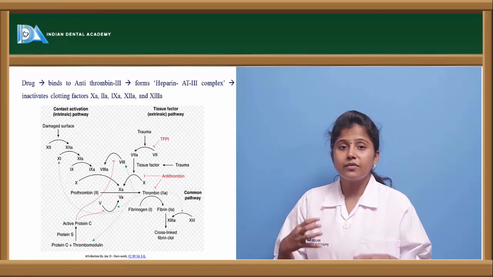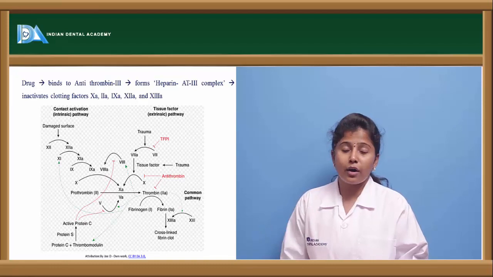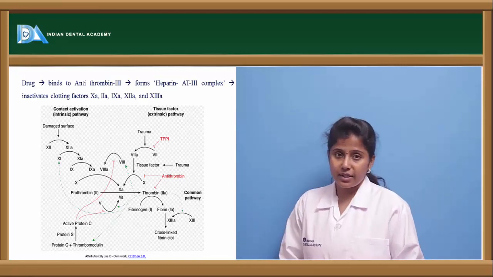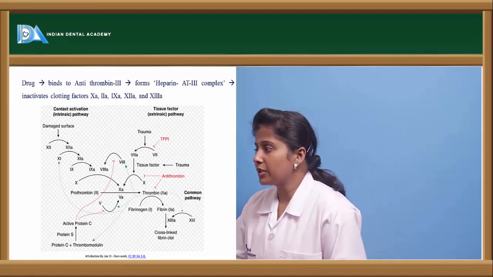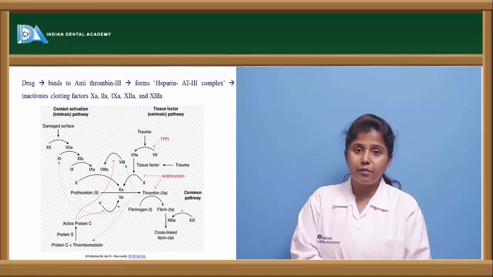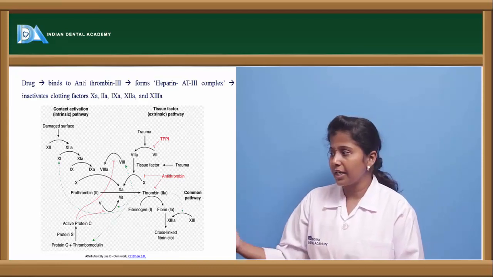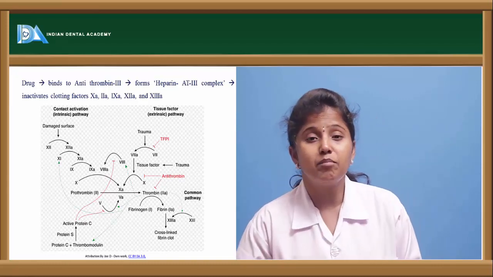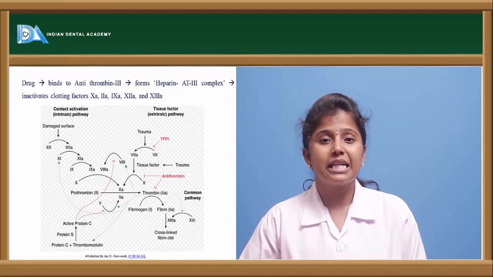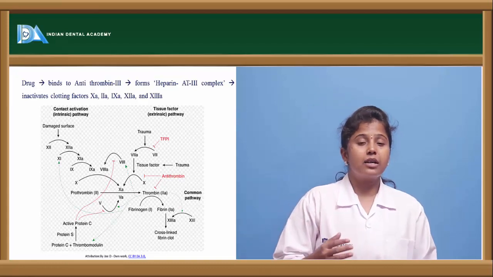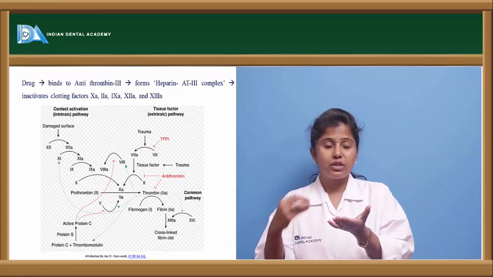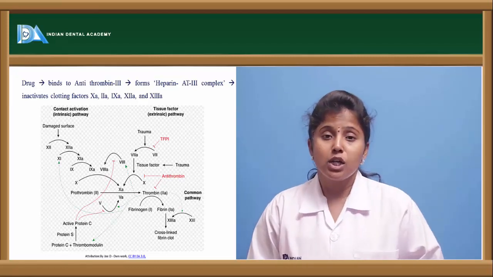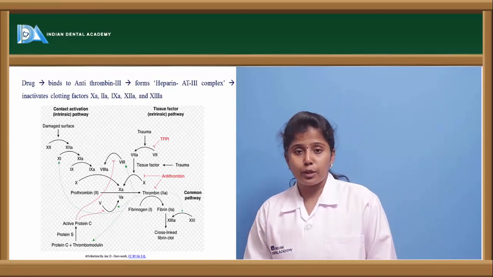because of the contact activation, or else we can say because of the activation of a few chemical mediators, the intrinsic pathway can occur. So from the damaged surface, if there is any damage, the process occurs and finally the clot is formed. This drug called heparin binds to a compound called antithrombin 3, and thereby it forms a heparin-antithrombin 3 complex. This complex prevents the formation of clot.